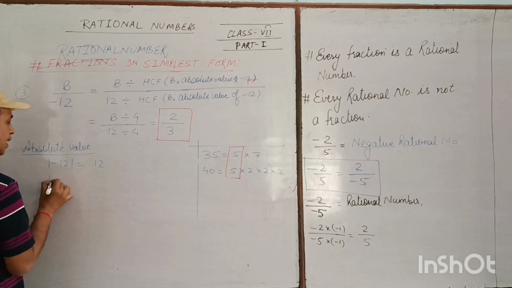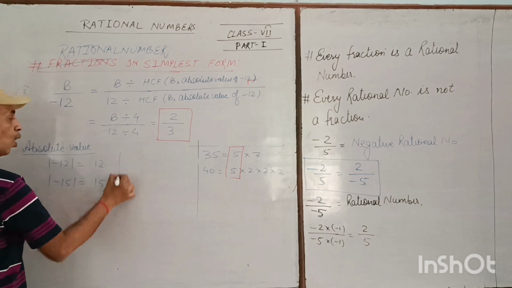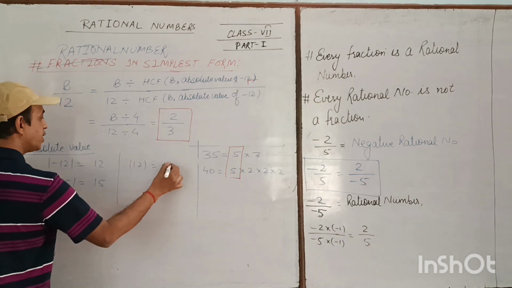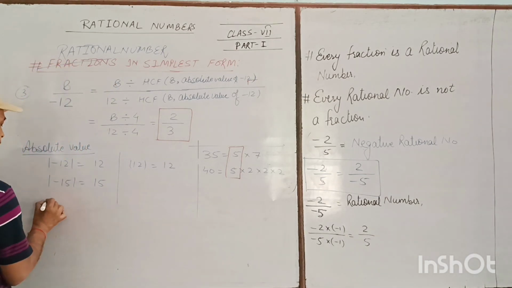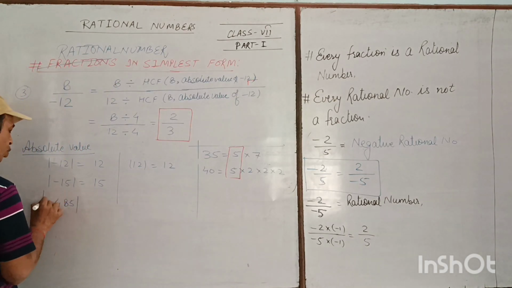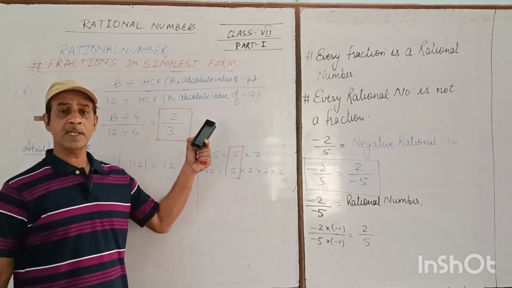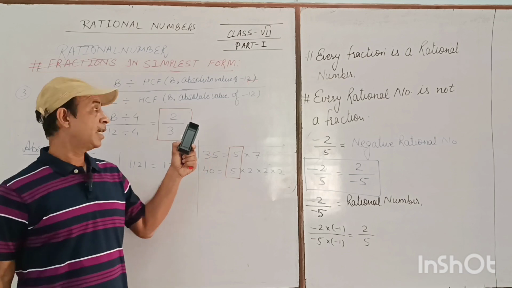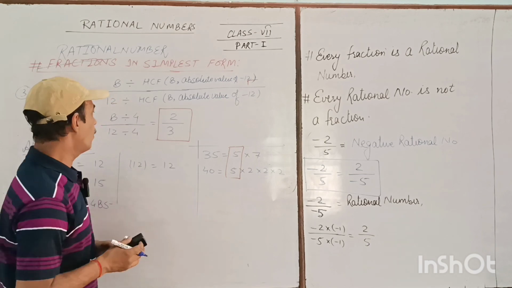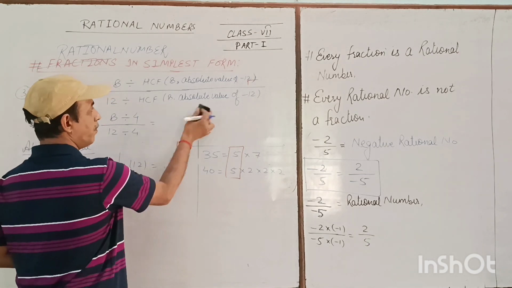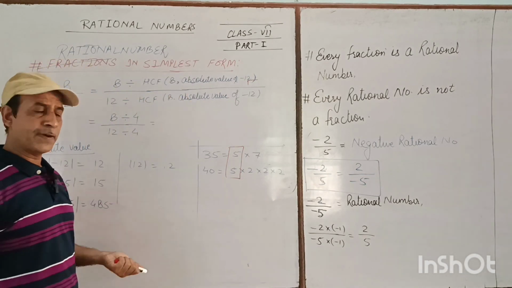If it says minus 15, it will be 15. Whether it's positive or negative, it simply returns the value without sign. Say if it is minus 485, its absolute value will be 485. That means it has become the same thing. Here also you are taking HCF of 8 and 12, because the absolute value of minus 12 will be 12. Then HCF will be 4.